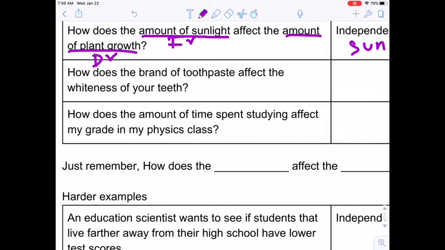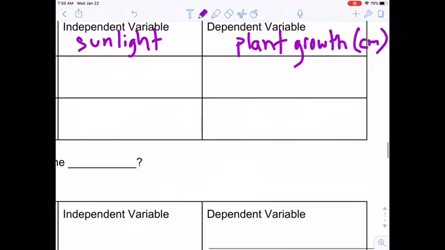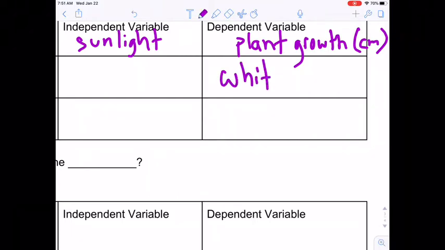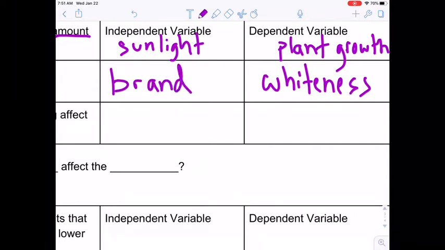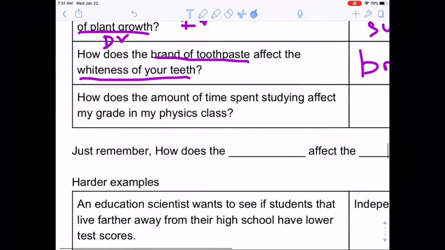Another easy example. How does the brand of toothpaste affect the whiteness of your teeth? Again, I'm going to underline the two variables, brand of toothpaste and whiteness of your teeth. So which one's the cause and which one's the effect? Well, the effect, hopefully, is that your teeth get whiter if you use a different type of toothpaste. So we know that our effect is the brand of toothpaste. Or sorry, I mixed it up here. The effect is the whiteness of your teeth. And that is influenced or dependent on the brand of toothpaste. And I'm just writing brand instead of brand of toothpaste, just because I'm lazy. I don't want to fill in that whole sentence there.